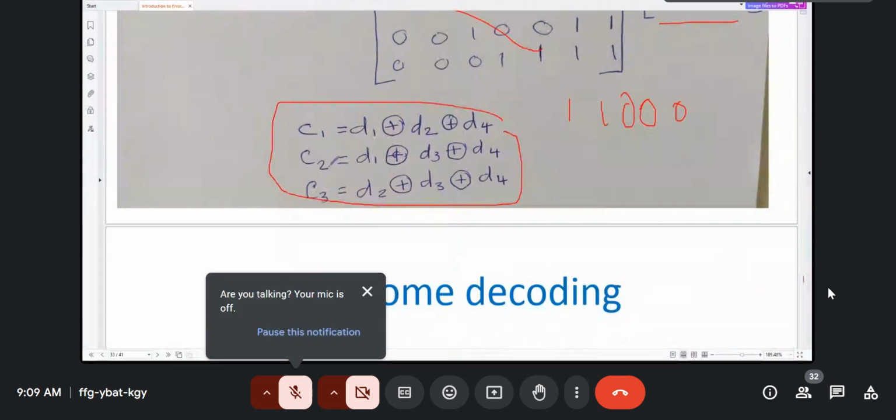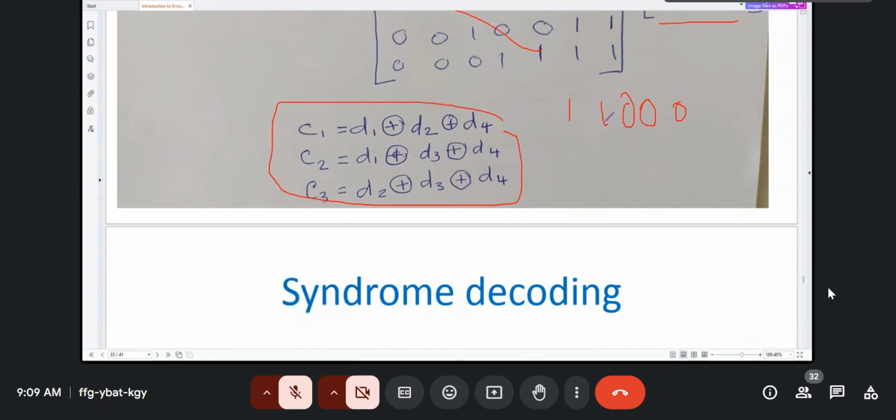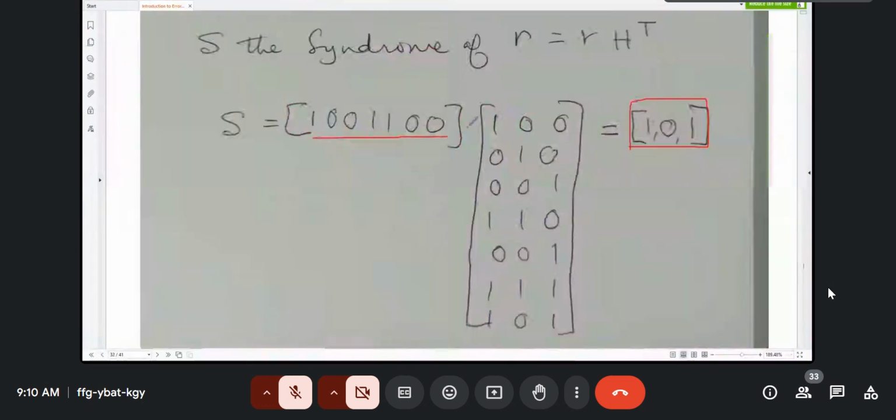Then the next one will be D1, which is 1, plus D3 plus D4. So this is 1, because 1 plus 0 is 1. The last one will be D2 plus D3 plus D4, which is 1 plus 0 plus 0, which is 1. So this will be the code word for 1100. And I think you can check from here.